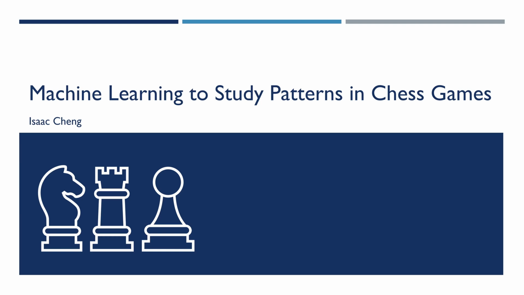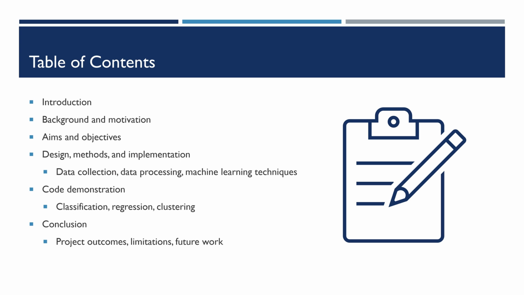Today I'm presenting my project on machine learning to study patterns in chess games. We'll start by explaining the project, what our objectives are, and the steps we took in designing and implementing the code. Then we'll look at the actual code and the main results that we obtained. Finally, we'll discuss the outcomes of our project, and potential future work to expand on this.